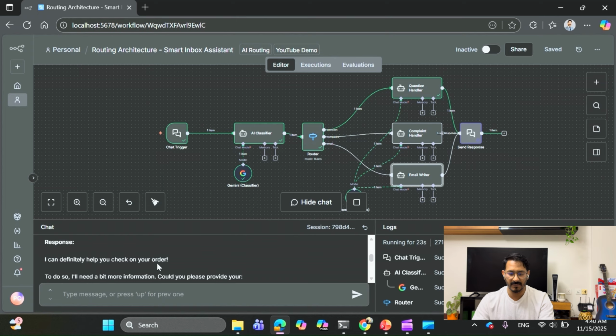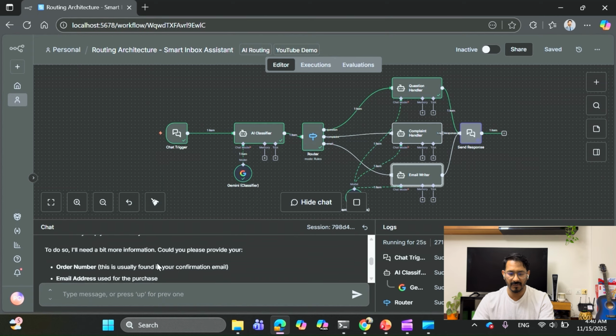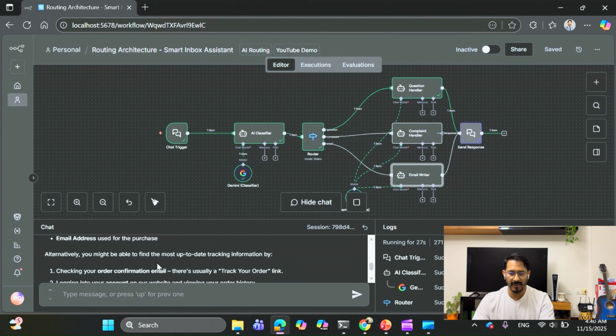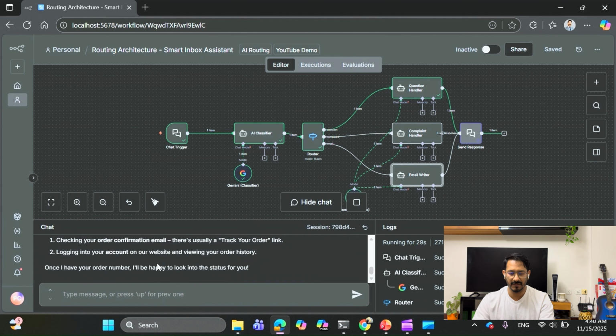To do so, I need a bit of information. Could you provide me your order number and email address? Alternatively, you can check your order confirmation email, and all these things it has given. So you see, the router's job is very important, because it has to understand the intent and then route it to the specialist LLM who will handle the work accordingly.